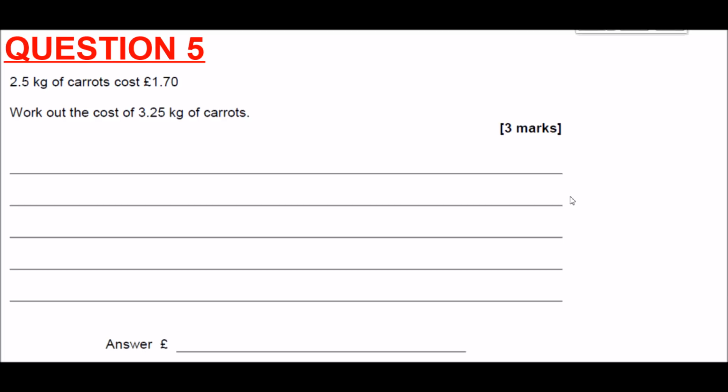Question 5. We're told that 2.5 kilos of carrots cost £1.70. We also need to work out the cost of 3.25 kilograms of carrots. And so for this one, what we need to be doing is just writing it down as a relationship. So 2.5 kilograms of carrots will cost £1.70.